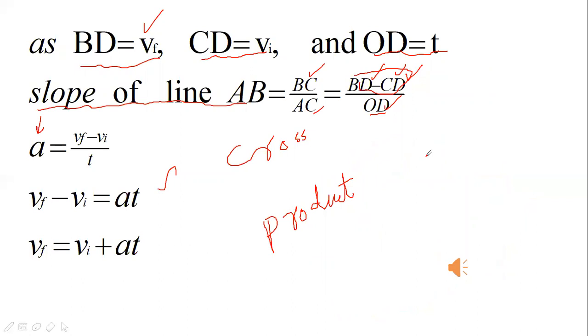This is the first equation of motion, in which BD is equal to V, CD is equal to VI, and OD is equal to T. Slope of line AB is the ratio of perpendicular to base. Perpendicular is equal to BD minus CD divided by OD. AC is equal to OD and it is equal to time, so it should be replaced by time. BD is equal to VF and CD is equal to VI, so it is replaced by VF minus VI. Simplification will give you the first equation of motion.